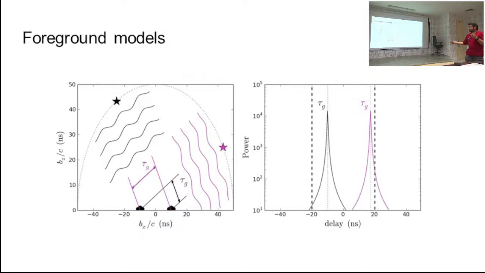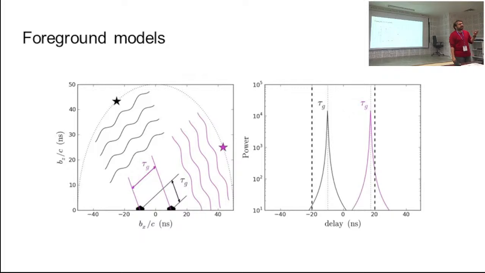And this is just a snapshot of the foreground avoidance technique. When you take the Fourier transform of your incoming sky signals, the frequency Fourier counterpart is called delay. In the delay regime, you basically contain the foreground. And this simply comes from two effects. There is a geometric delay in different sources. You have a maximum delay when the source is at the horizon, so your maximum delay will be just the baseline divided by the speed of light, the maximum delay possible for any signal.